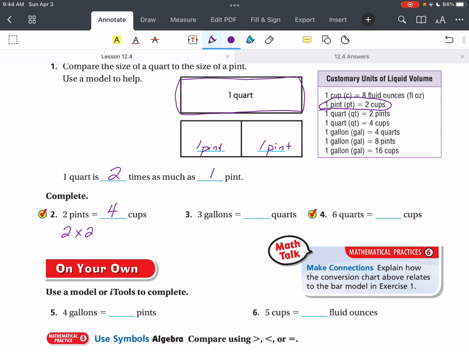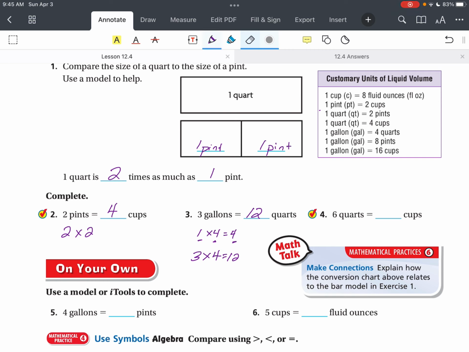All right, number 3 says 3 gallons equals how many quarts? So let's go over here and look at gallons and quarts. And I find here we have 1 gallon equals 4 quarts. So 1 gallon times 4 equals 4. If we have 3 gallons times 4, that's going to equal 12. So 3 gallons would equal 12 quarts.